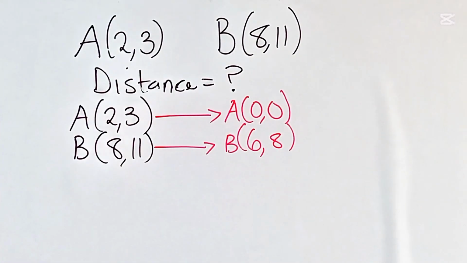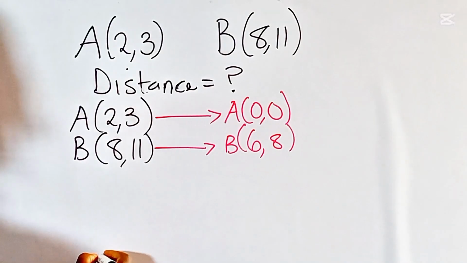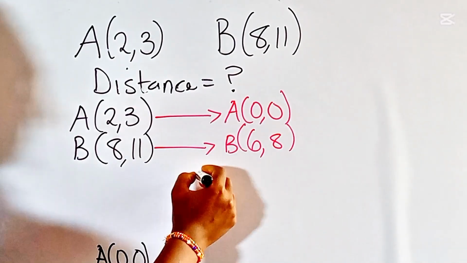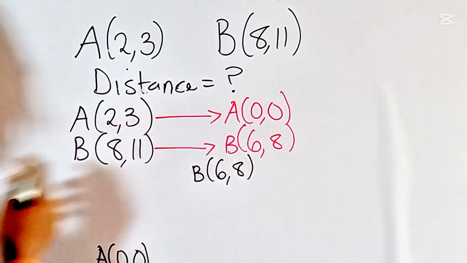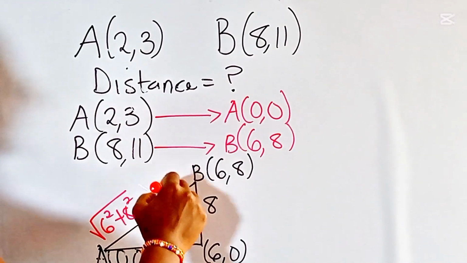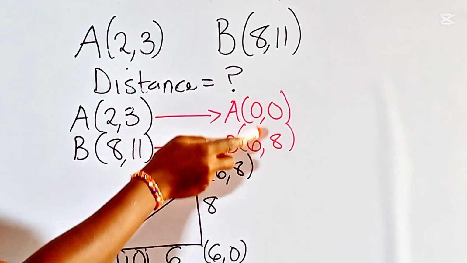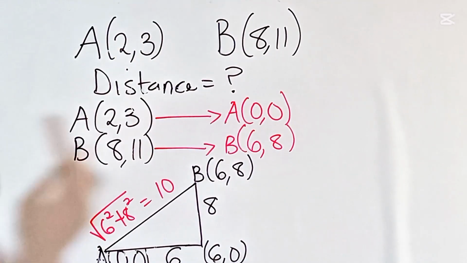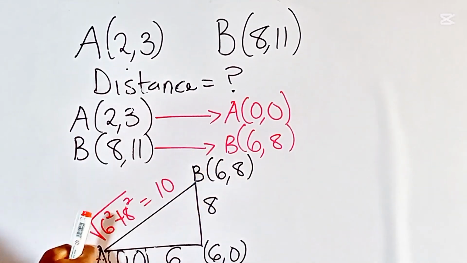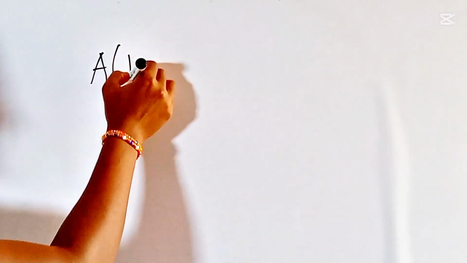We are going to have another triangle. We have point A, which is (0, 0), right? And we have point B, which is (6, 8). So the distance here equals 10. Take note of one thing. Distance doesn't care about where you are. It only cares about how far you move. Try this using any of the methods.